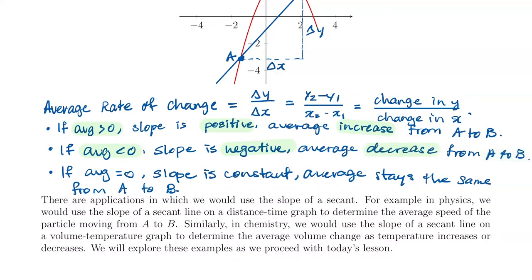And the last one, when the average is equal to 0, then the slope is constant. So that means the average stays the same. It does not change.